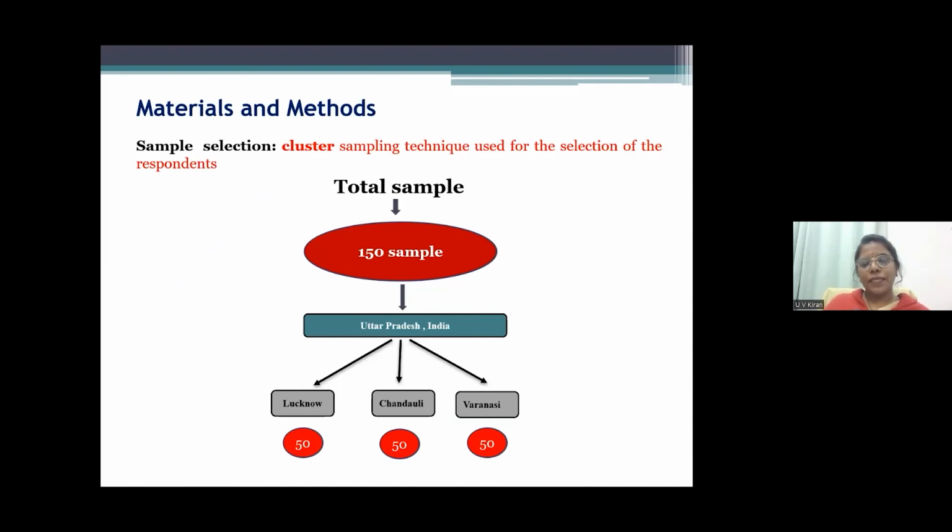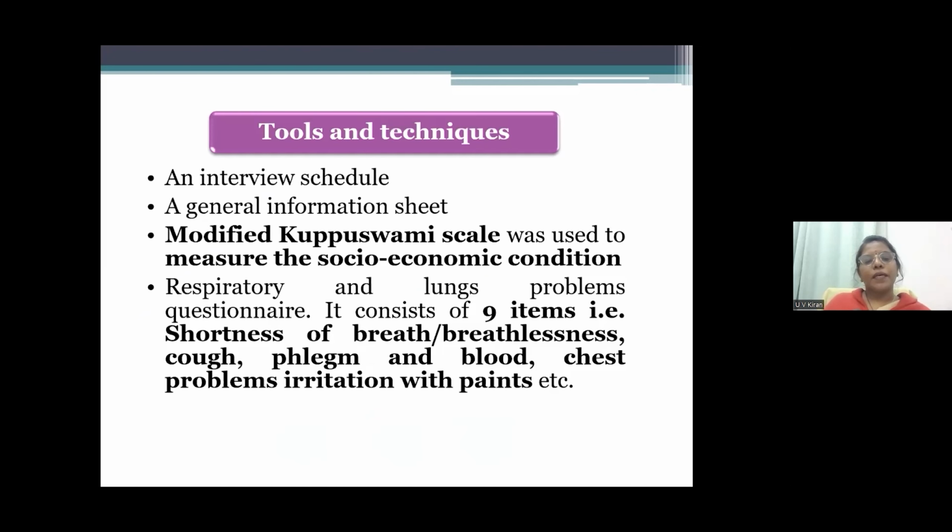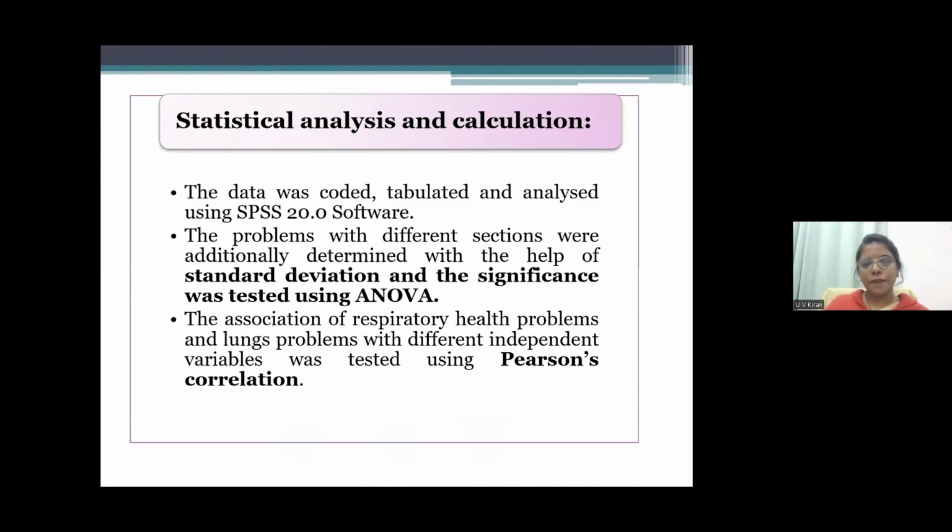We have conducted a study taking 150 samples in 3 different regions. We have also assessed their socioeconomic status, and of course we have seen the respiratory and lung problems, especially based on 9 items: shortness of breath, breathlessness, cough, phlegm and blood, chest problems, irritation with pain, etc. It was analyzed using SPSS.